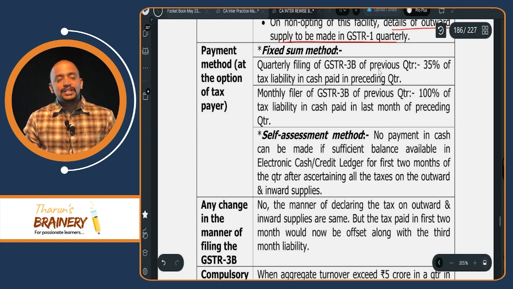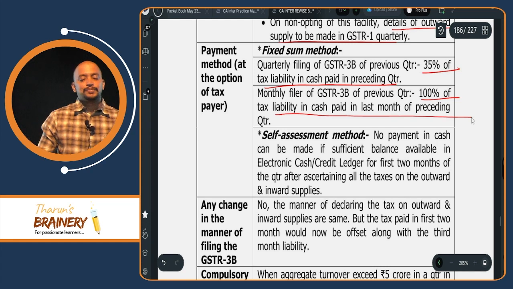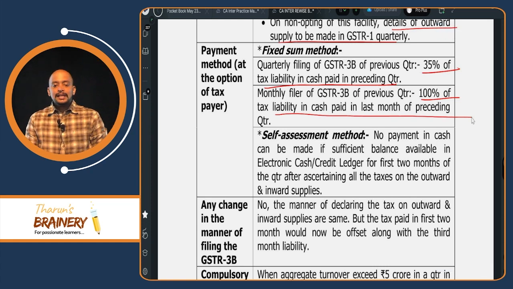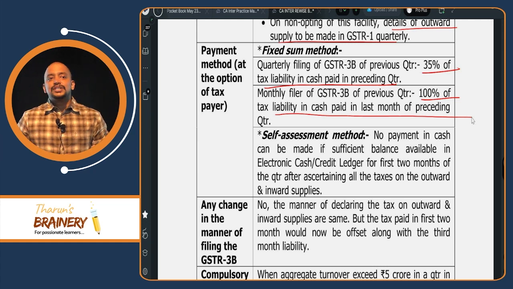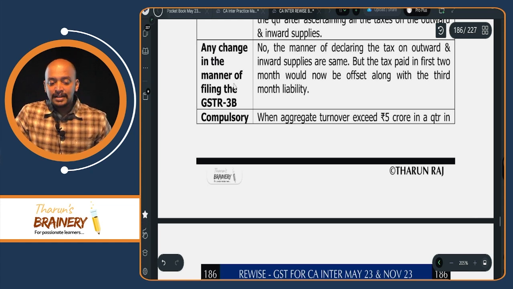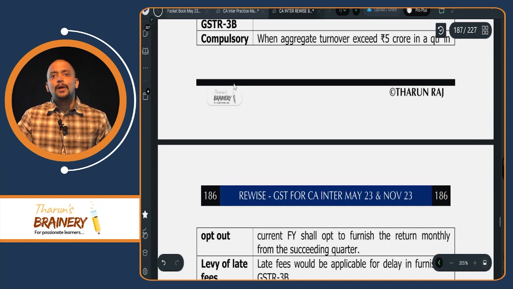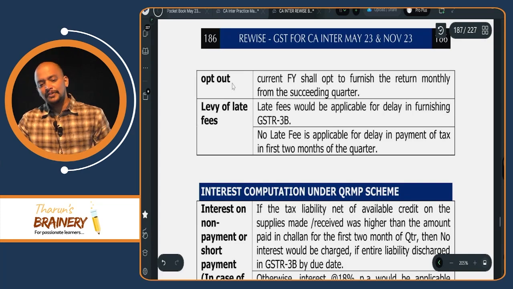So for quarterly filing of 3B in the previous quarter, 35% of the tax liability paid in cash in the preceding quarter. Suppose monthly filing of 3B in the previous quarter, 100% of the tax liability paid in cash in the last month of the preceding quarter. Understood? Then, if it is the self-assessment method, you need to actually compute how much your tax liability is and discharge that much. Any change in the manner of filing 3B? No. Regular. How we file 3B, the same way. Compulsory opt-out. When will you be compulsorily opted out? In any quarter if your aggregate turnover exceeds 5 crores.